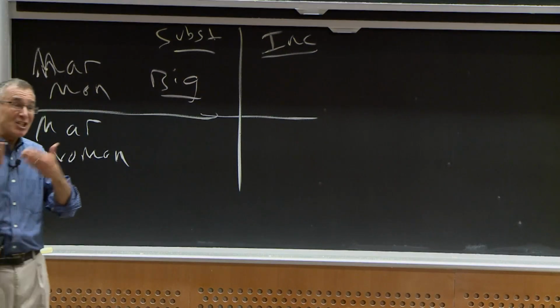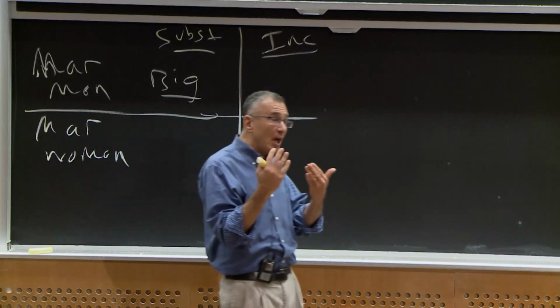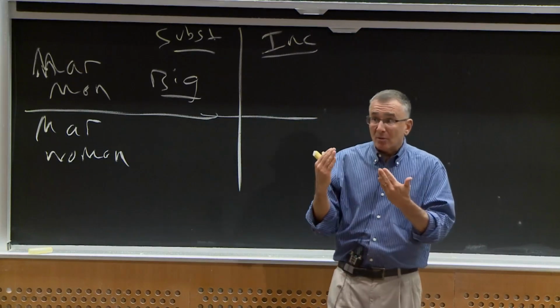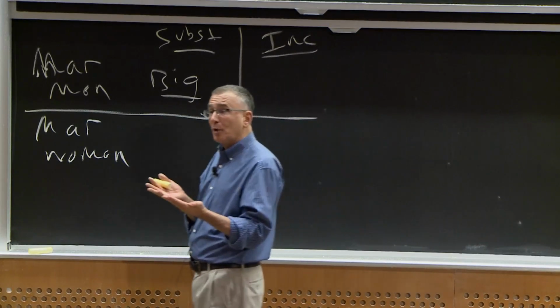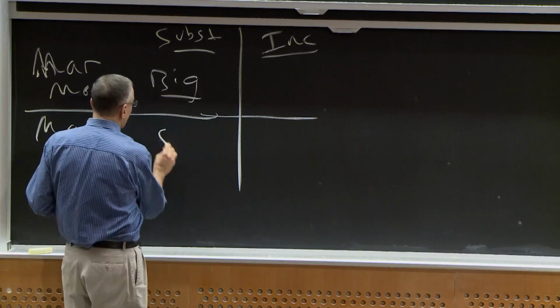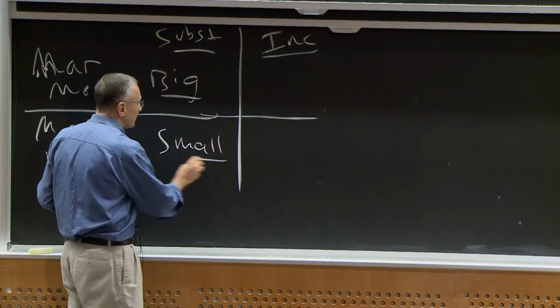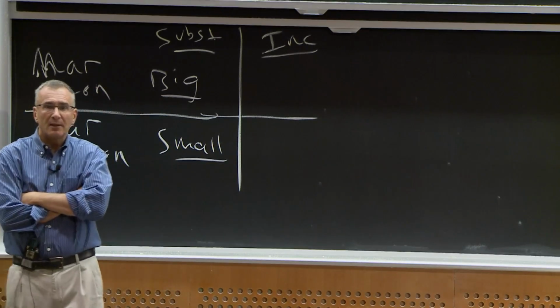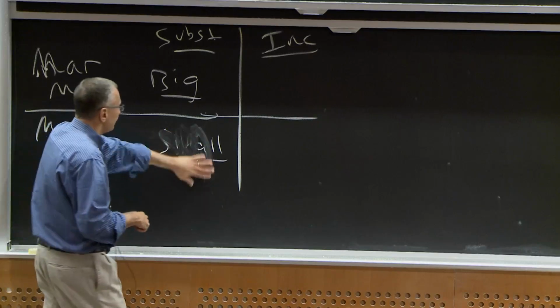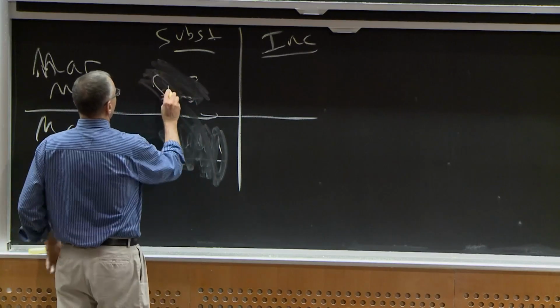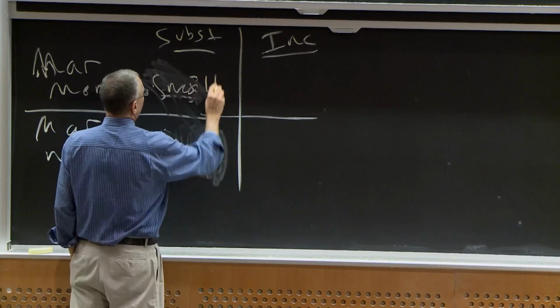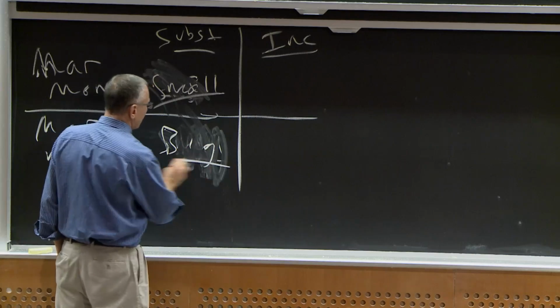So they can decide, gee, when the wage goes up, that makes leisure more expensive, I might want to work more. Whereas the men, they were already working. There wasn't a lot of decision to be made. Oh, women, sorry. That's backwards. Small, small, big. Okay?